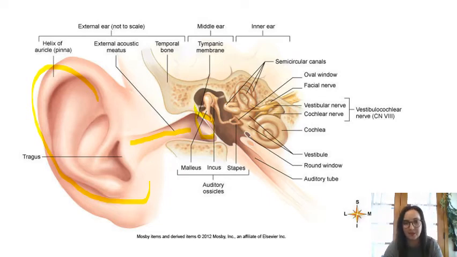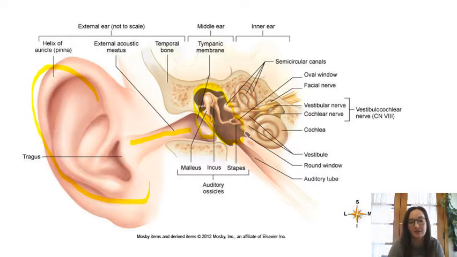The middle ear is this region here. This is an air-filled cavity that consists of three bones, and those bones are the malleus, incus, and stapes, sometimes just called the ossicles as a group. What those bones are doing is increasing the vibration of sound. So they're there to amplify sound. The malleus, the first bone here, touches the tympanic membrane. The incus touches the malleus, and then the stapes touches the incus.